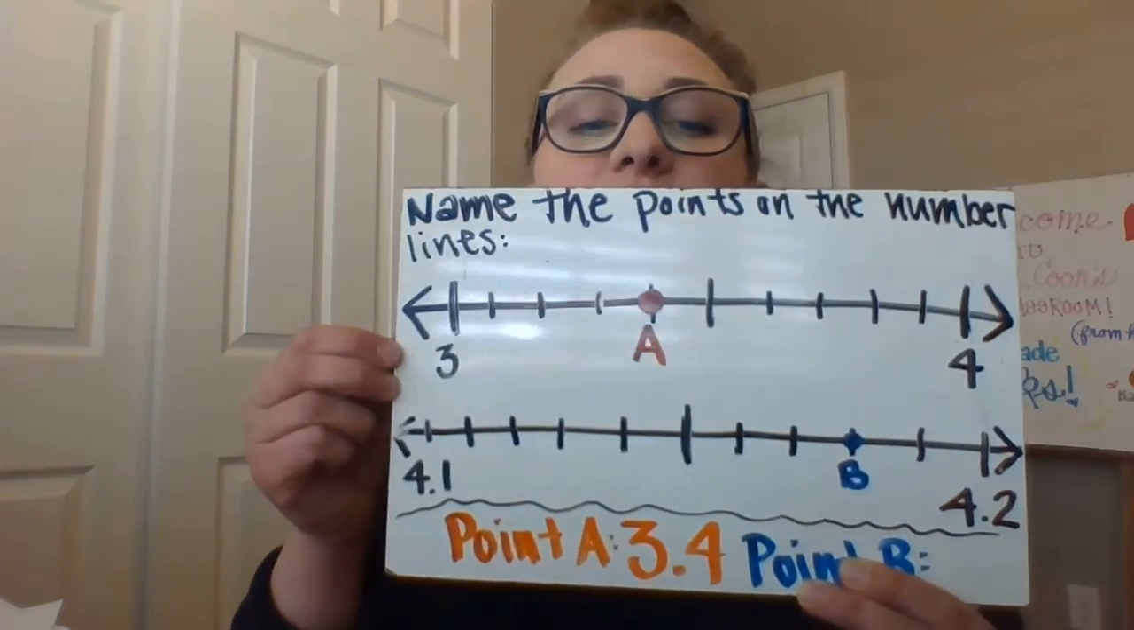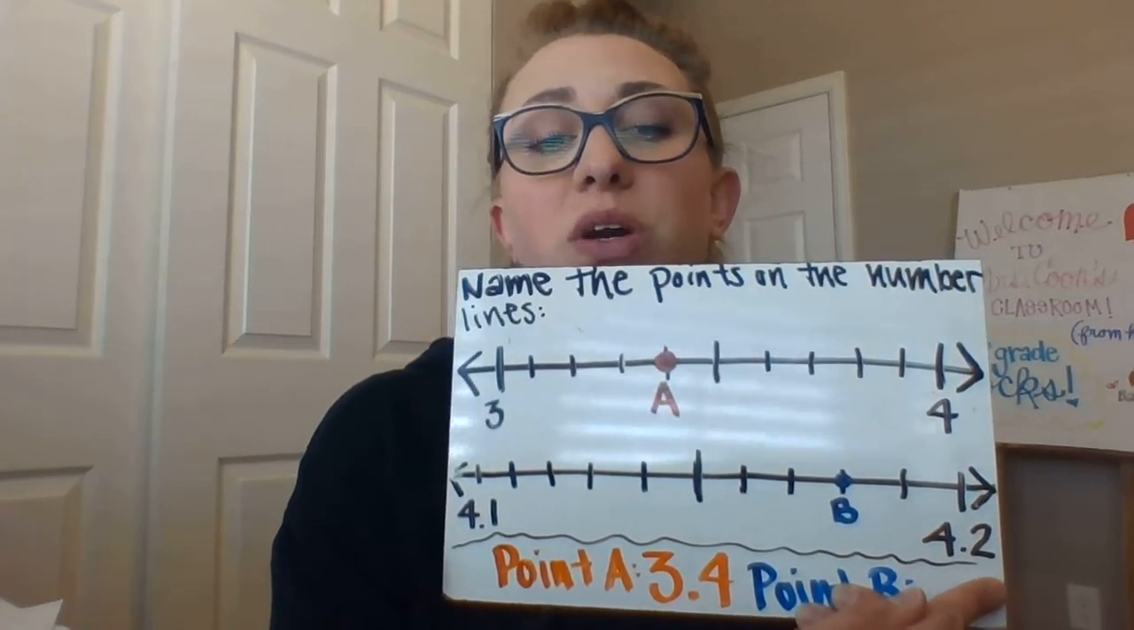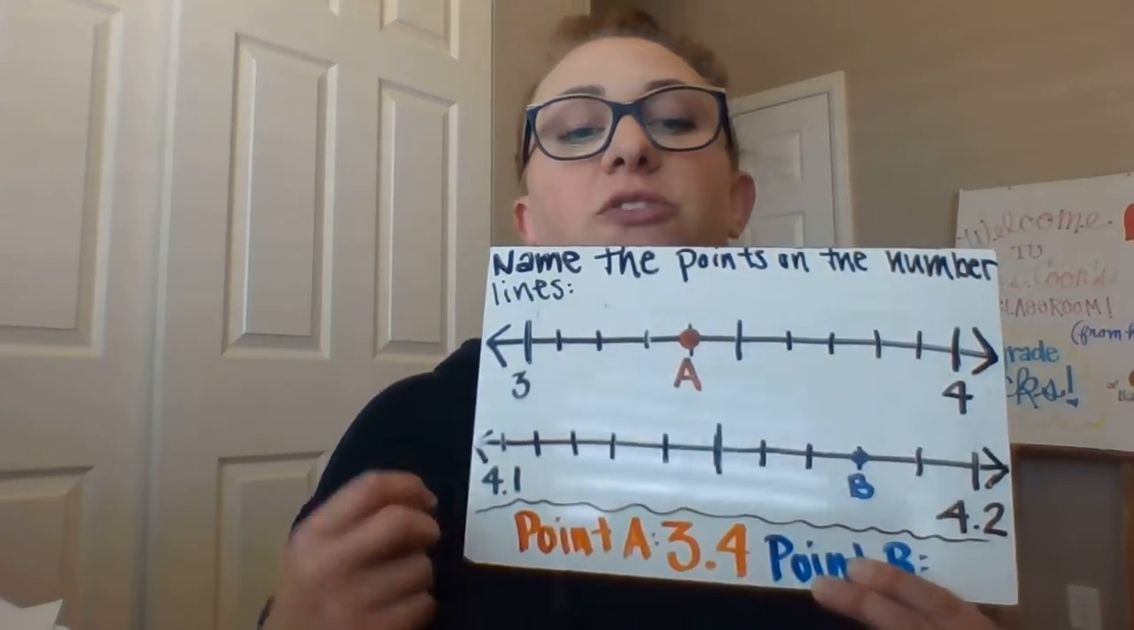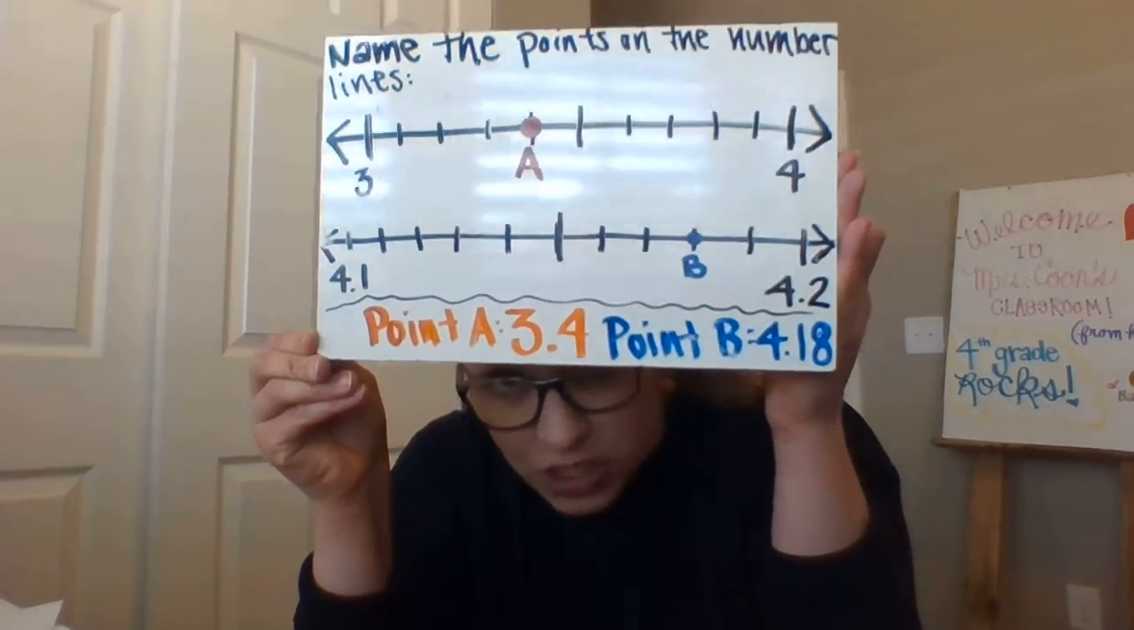4.18. And if I look at it visually, that makes sense because 18 hundredths is pretty close to 20 hundredths, but not all the way there. So that makes sense. So for point B, my friends, we're going to write down 4.18, also known as 4 and 18 hundredths.